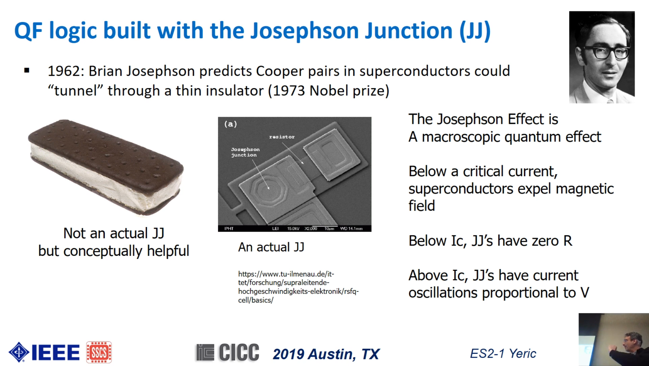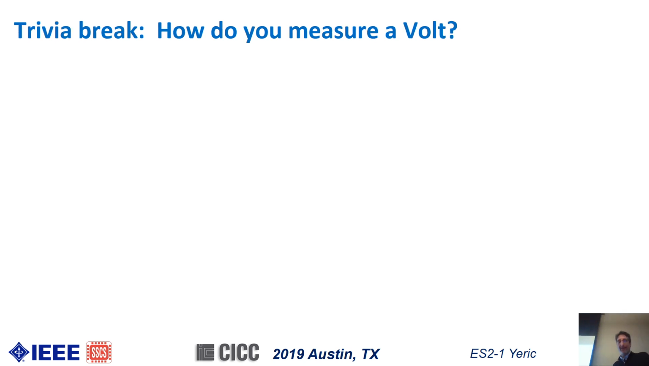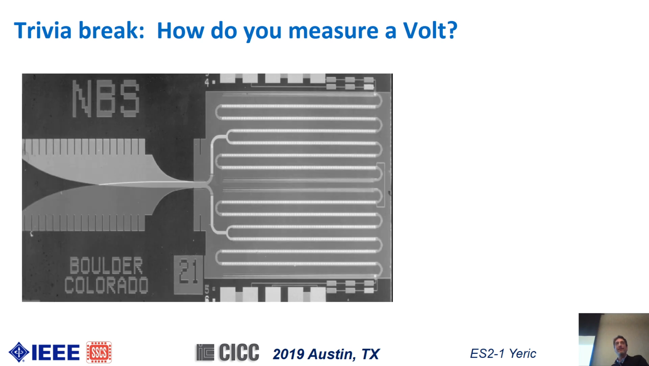We're using this superconducting tunneling effect that got a Nobel Prize. And the idea is that it's quantized. So when you look at the theory and everything, you get a quantization of what happens. And an interesting trivia question that comes out of this is, we all need to know what a volt is in our job, right? How do we know what a volt is? We actually now know what a volt is because of Josephson junctions.